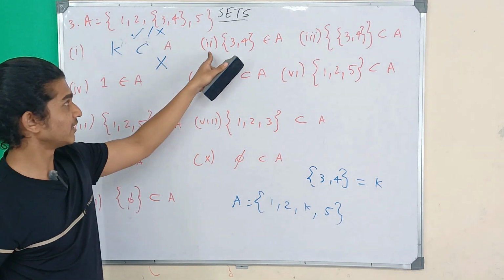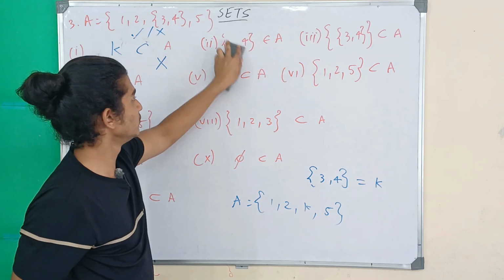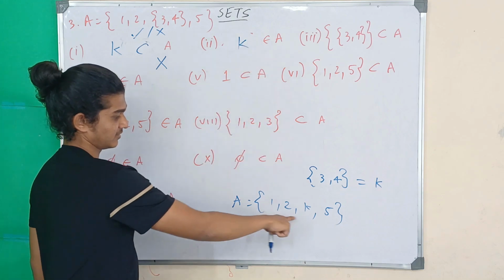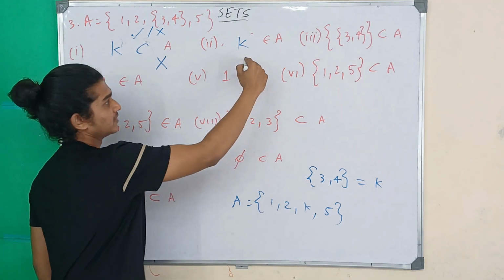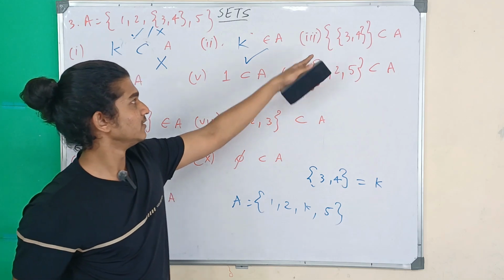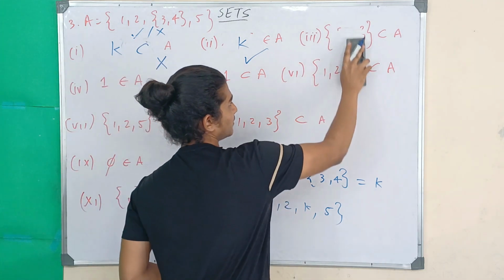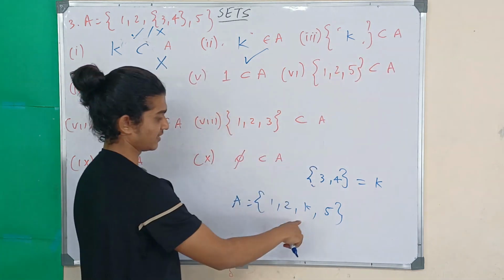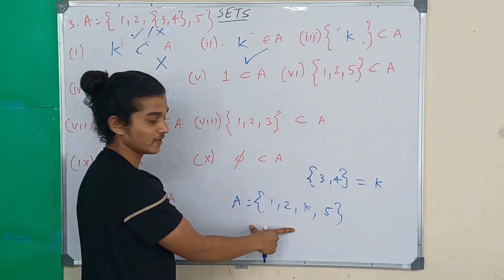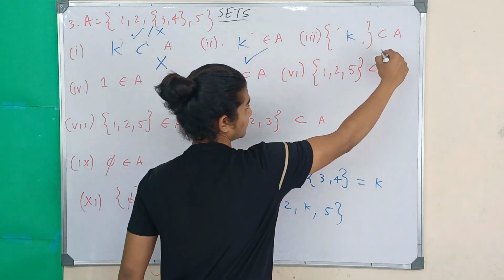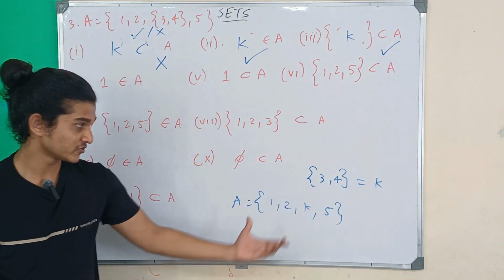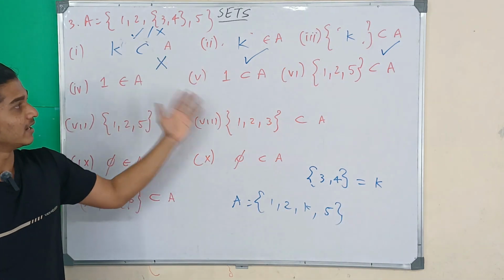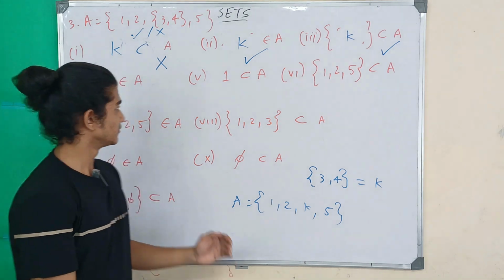And the next one is the second one, {3, 4} belongs to A. So I told you this bracket thing is there, we'll replace it with k. So does k belong to A? Does k belong to A? Yes, this statement is correct. And here we have {3, 4}, which we replace with k. So is k a subset of A? Is this set there in this huge set? Yes, k is there in that, so I can say this is true. So to avoid confusion, try to recreate something and then substitute in the main set and then try to solve. You'll find it easier. So this is the trick which you can use.